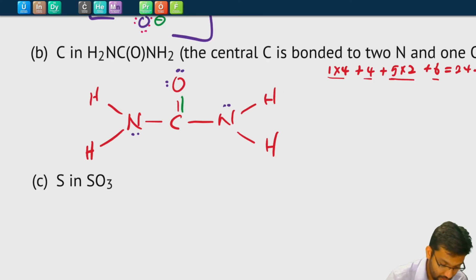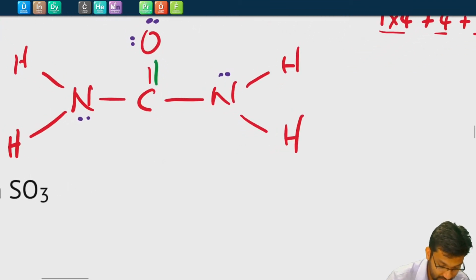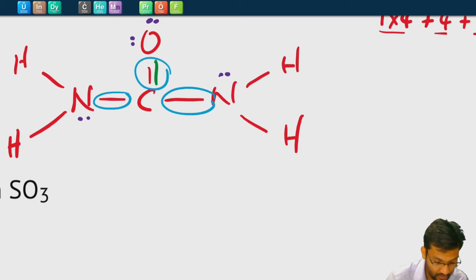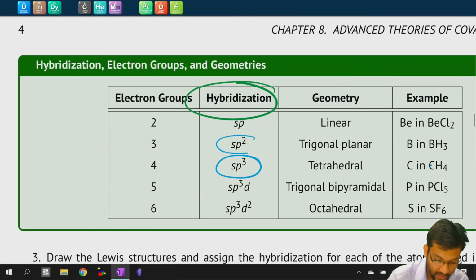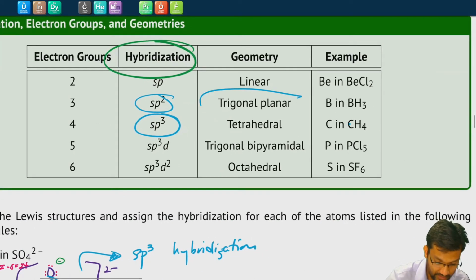Okay, now the question is asking us: what is the hybridization of the carbon in this structure? Well, let's count the number of electron groups around the carbon. Every bond is 1, so 1, 2, 3, and no lone pairs. So 3 electron groups, you can bet it's sp2 hybridization, and the structure will be trigonal planar.